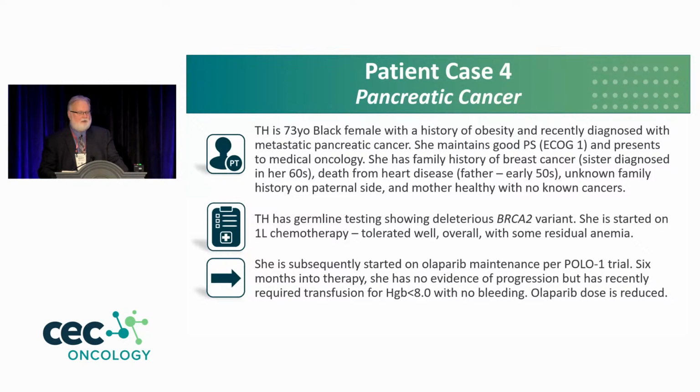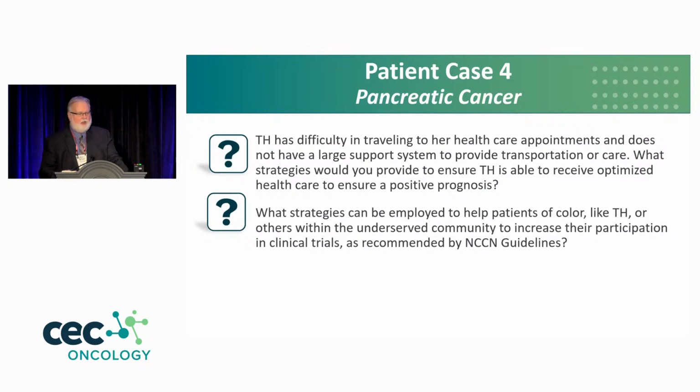6 months into therapy, she has no progression of disease, but has recently required a transfusion with no bleeding, and her olaparib dose has to be reduced. She's having trouble traveling to her appointments and does not have a large support system. What strategies do we need to use to make sure she receives the optimal care?